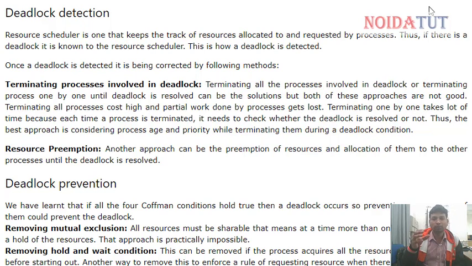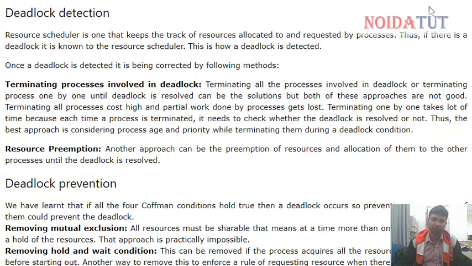Terminating all processes costs a lot and the partial work done by the processes gets lost. Terminating one by one requires a lot of time because each time a process is terminated, it needs to check whether the deadlock is resolved or not. Thus, the best approach is considering process age and priority while terminating them during a deadlock condition.